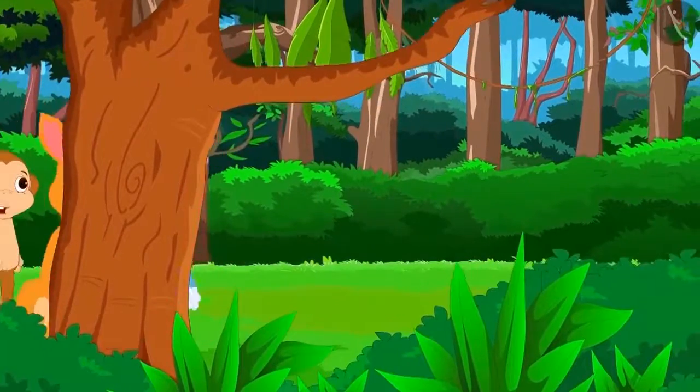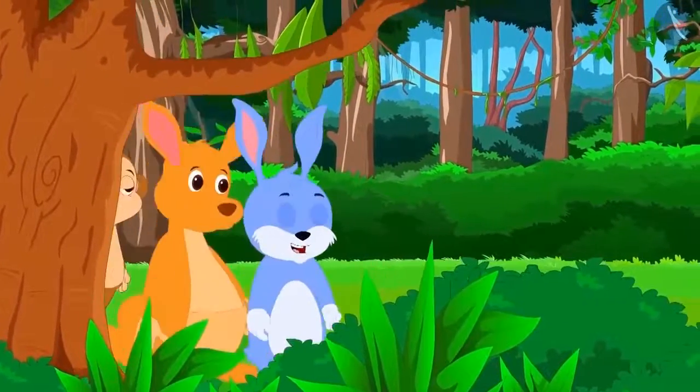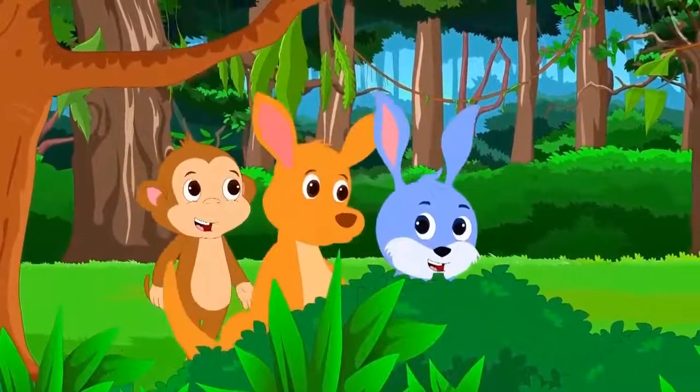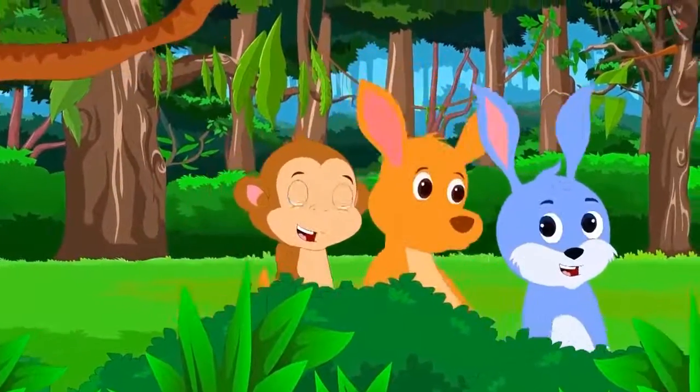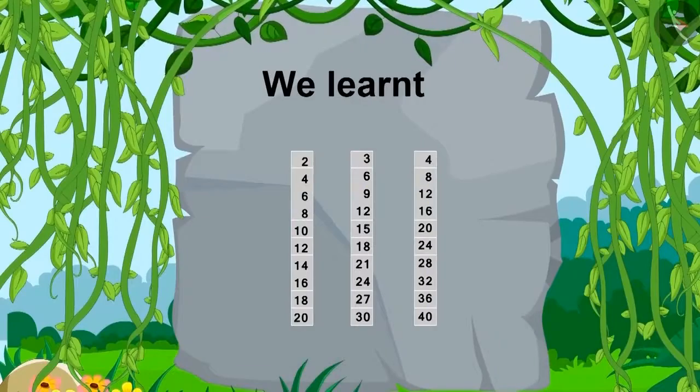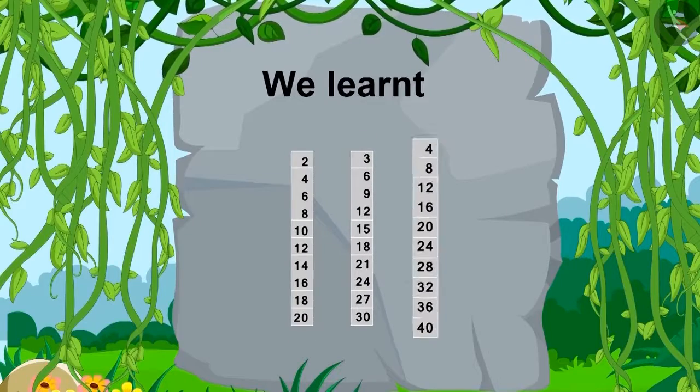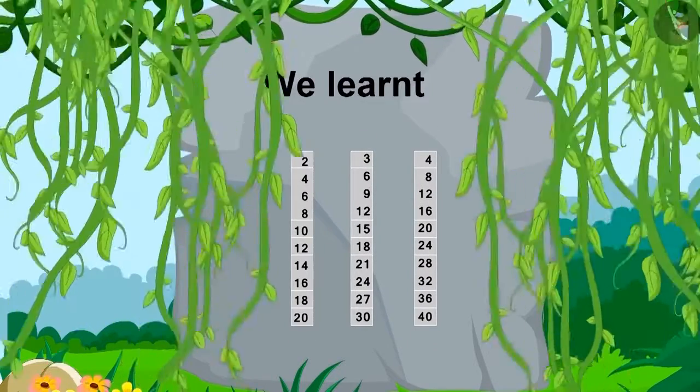Bunny, Kittu and Babban searched for a way and came out of the jungle. Children, in this lesson, we learned the tables of 2, 3 and 4.